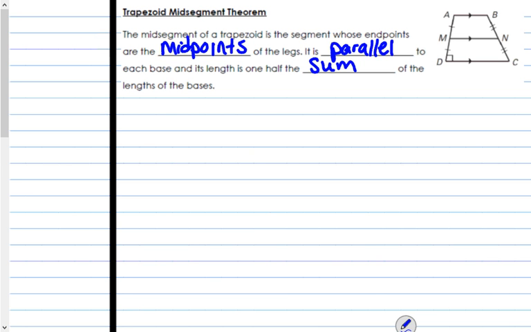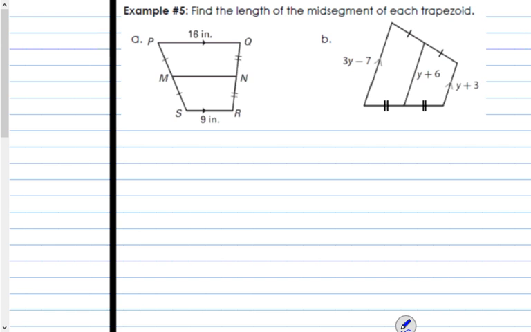This midsegment, M, cuts AB in half, and the N is cutting BC in half. So it's making two equal pieces on each side. It's parallel to the top and the bottom, and it's half the sum of AB plus DC. So let's do an example. Example 5A. We're going to find the midsegment. So the midsegment is MN.